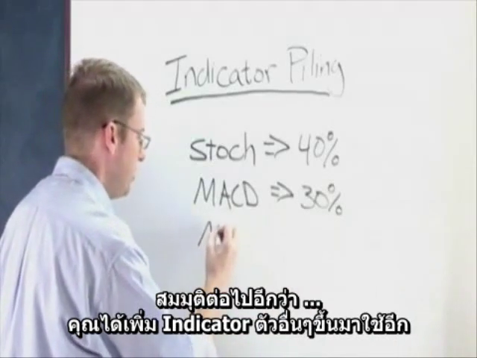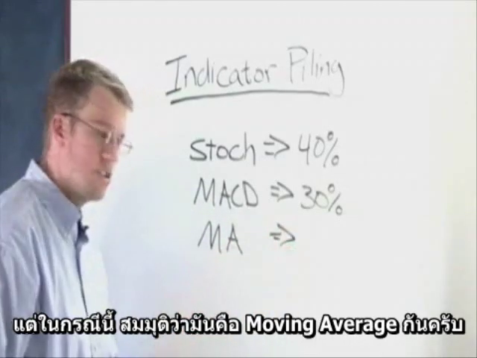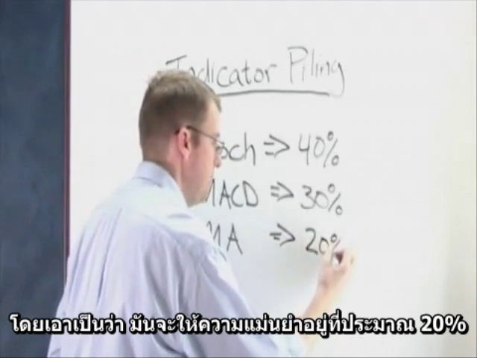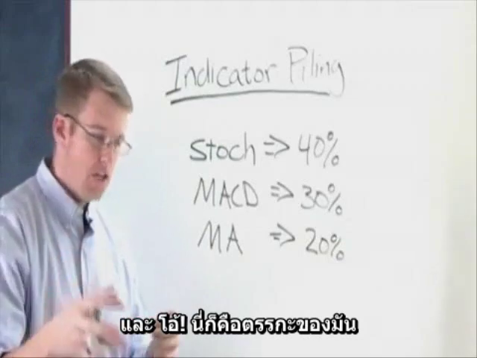Let's say you add on another indicator. It could be anything, RSI, moving averages in this case, and let's say that gives you a 20% probability of having a successful outcome. Well, so here goes the logic.